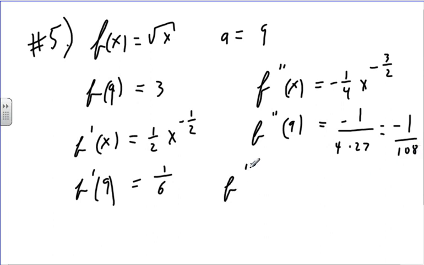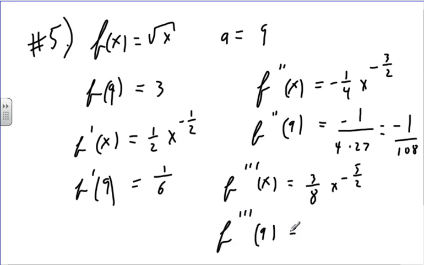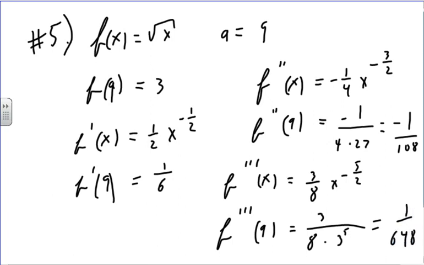F triple prime x, this is going to be a positive 3 over 8 x to the minus 5 over 2. F triple prime 9, so that would be 3 divided by 8 times 3 to the 5th. Okay, so that made 3 to the 4th, so that's 81 times 8, 648, 1 over 648, I think.